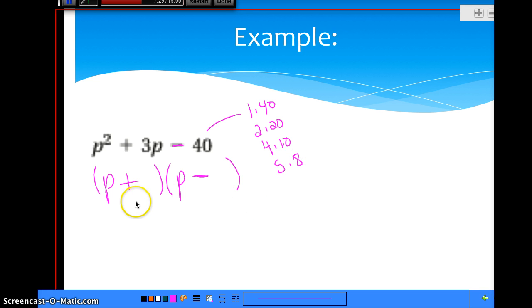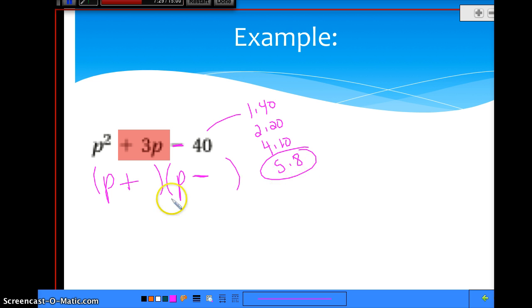Okay, now this is a little trickier than the last two we've done. Because your outers are going to be negative and your inners are going to be positive, it'd be like saying a 10x and a negative 2x. When you combine a positive with a negative, you will subtract them to get to the middle term. So which do you subtract to get to the middle term? The 8 and the 5.